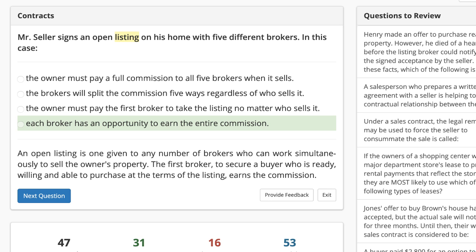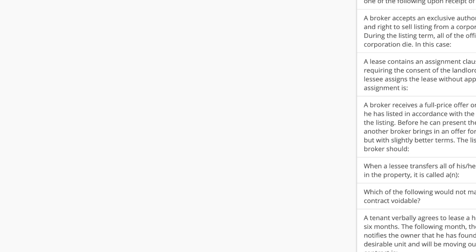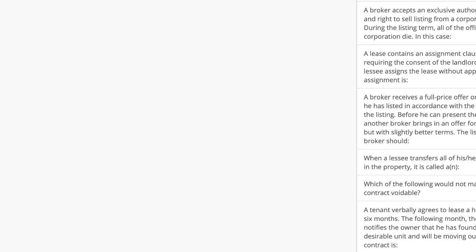So my question before was, why is it that every broker has an opportunity to earn the commission? And it's because we're talking about a unilateral contract. Mr. Seller can consummate the contract with any broker that brings a buyer. And I had a lot of faith you guys would know that, and you followed through on that. Love it.